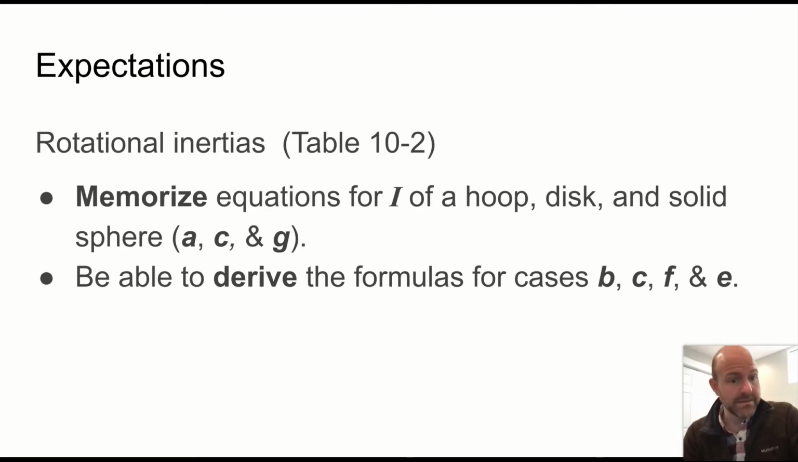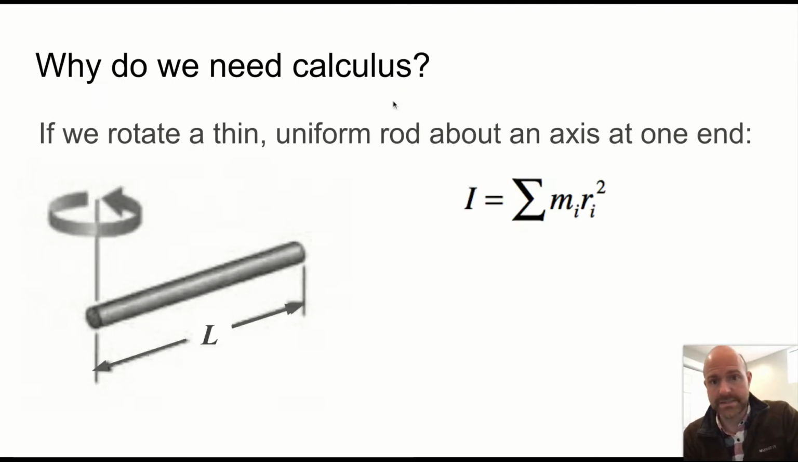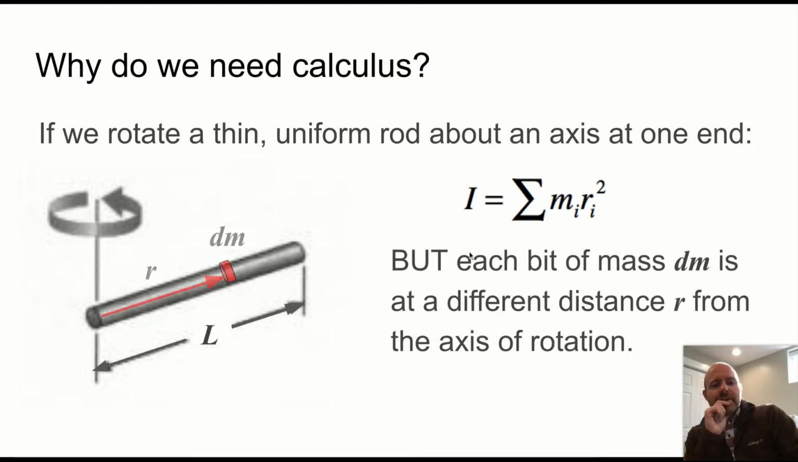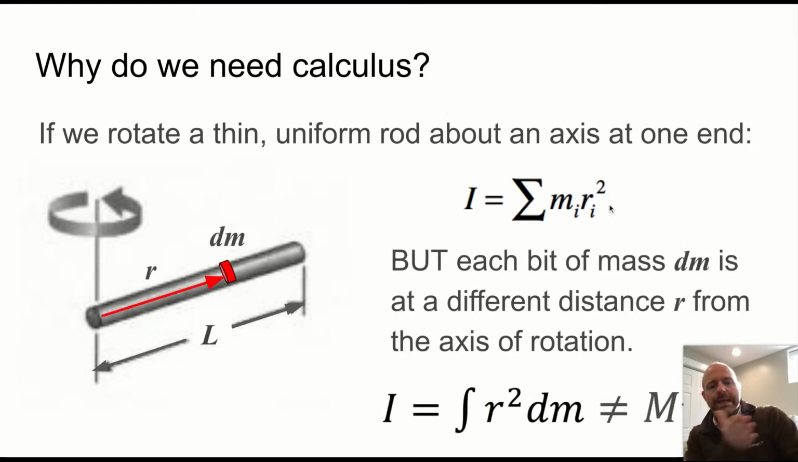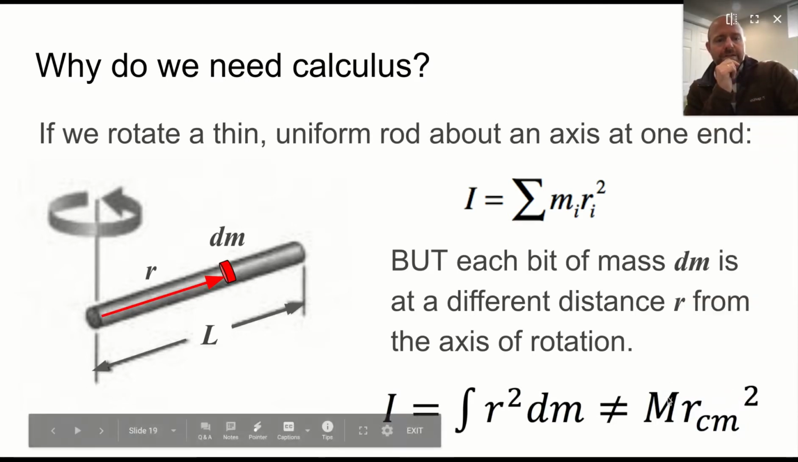For a disk and for a solid sphere. The reason for that is not that you won't be given them if you need them, but knowing those differences can allow you to solve a lot of problems very easily. Then you need to be able to derive the formulas for a few different cases. So why do we need calculus here? Well, we know that the mass is not all in one spot. And so we have to figure out how each little bit of mass affects the result.